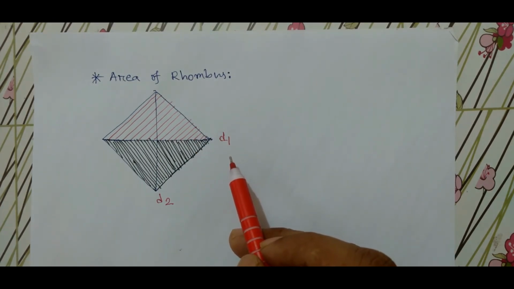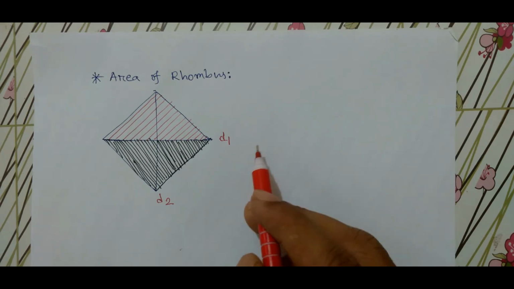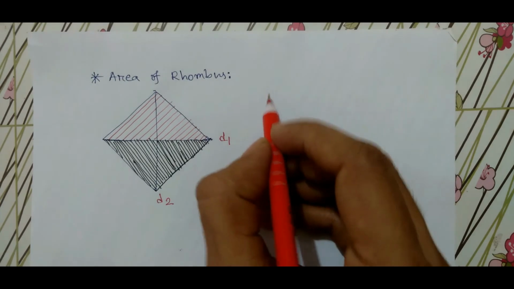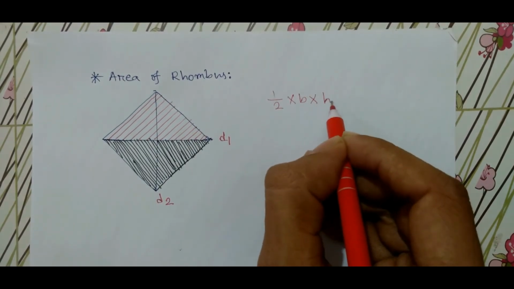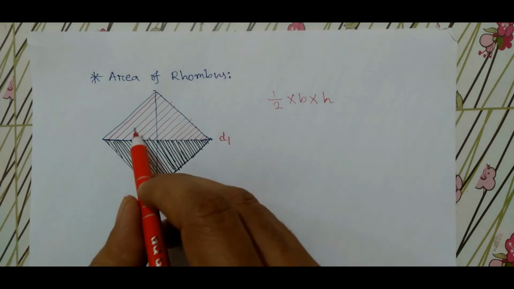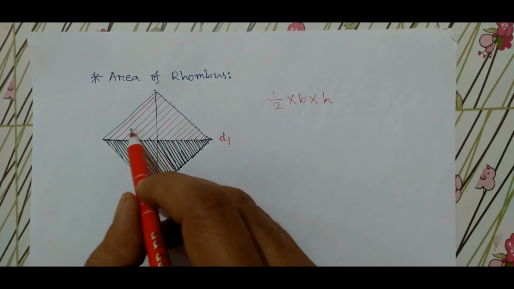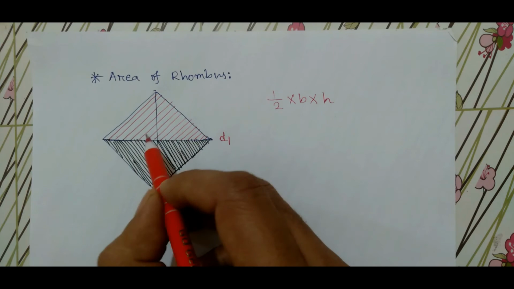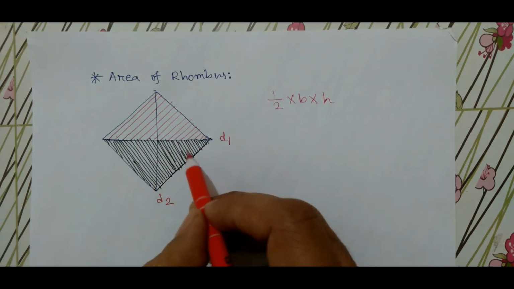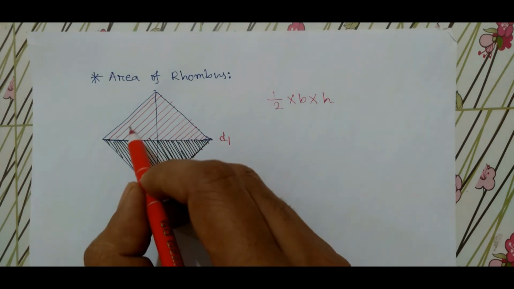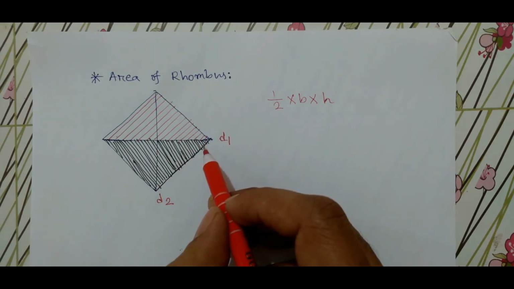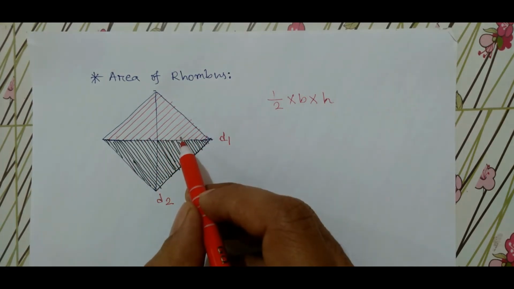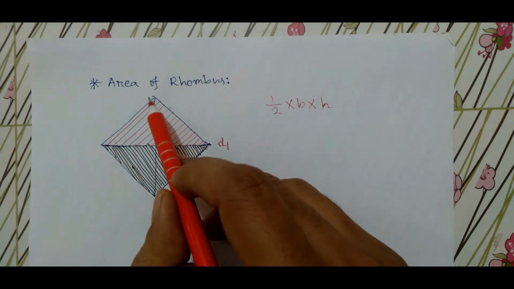Now we will find the area of rhombus from the area of triangle. Already we have found the area of triangle from the area of parallelogram. What is the area of triangle? The area of triangle is half multiplied by base multiplied by height. Here I have divided the rhombus into two equal sections. One is red shaded triangle and another one is black shaded triangle. Okay, if we can find the area of red shaded triangle and black shaded triangle, then we can find the area of rhombus.